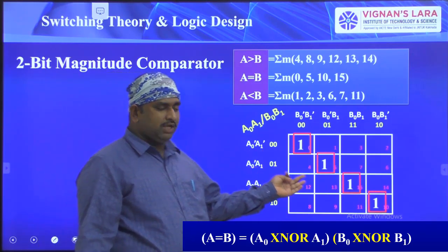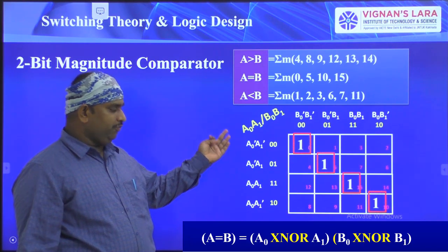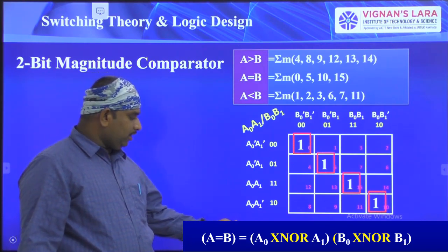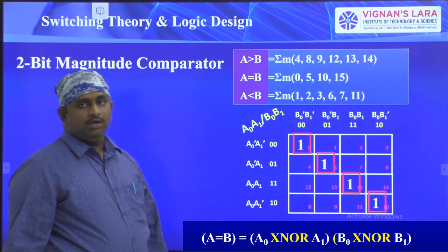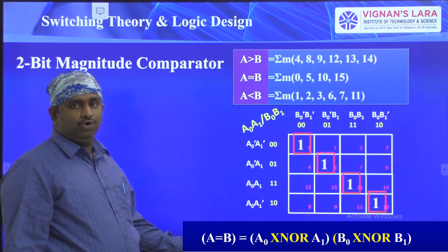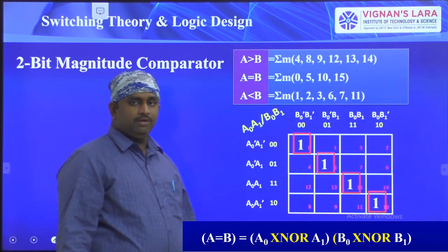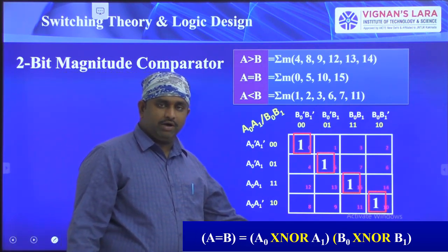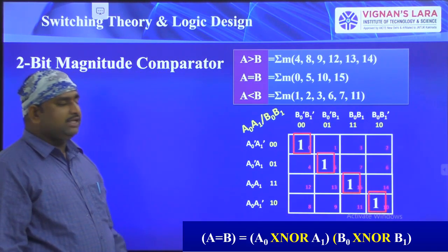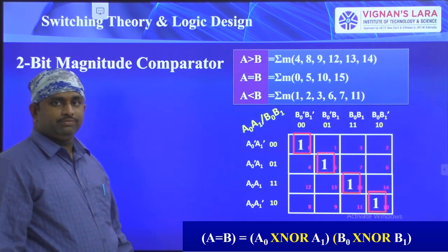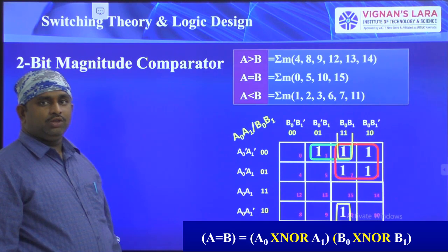So these four minterms are representing nothing but the XNOR function of these four input variables. So that is A0 XNOR B0, A1 XNOR B1. Simply you can say that A equal to B is nothing but A XNOR B. So I have written it in detail, that is A0 XNOR B0, A1 XNOR B1. So this is the A equal to B operation.